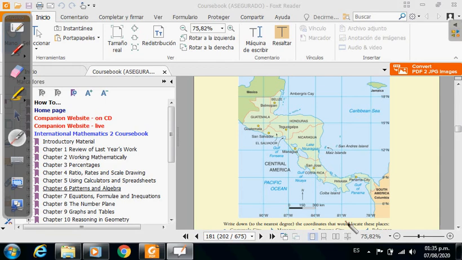78 degrees west, 81 degrees west, 84 degrees west, 87, and so on. Now, as you can see here, between every line there are 3 degrees. Why is that? Because sometimes the maps are very tiny and it's impossible to draw all of those numbers and lines, etc.